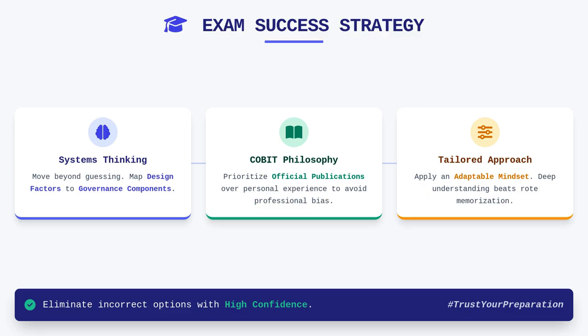Rely on the definitions provided in the official core publications rather than your own previous professional experience, which might be biased towards specific, less comprehensive organizational practices. Trust your preparation. Approach each question with a systematic method, and remember that deep understanding will always outweigh simple rote memorization when it comes to passing this exam.